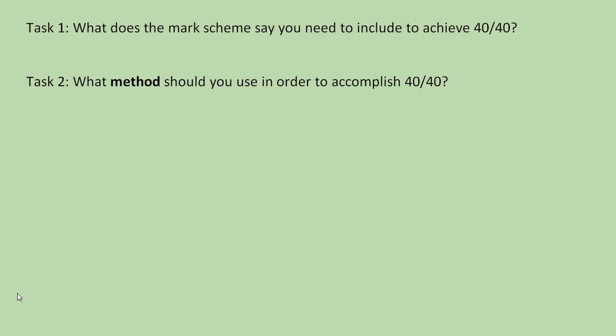One, what does the mark scheme say you need to include to achieve 40 out of 40, perfect marks? And secondly, what method should you use in order to achieve perfect marks? So pause this, note down your answer, and then press play to resume when you're ready.